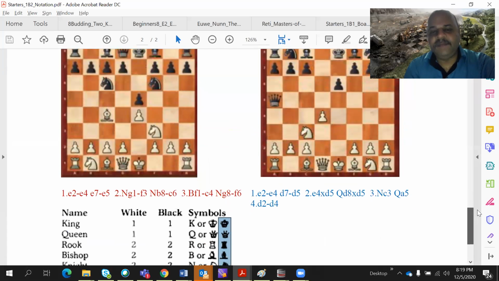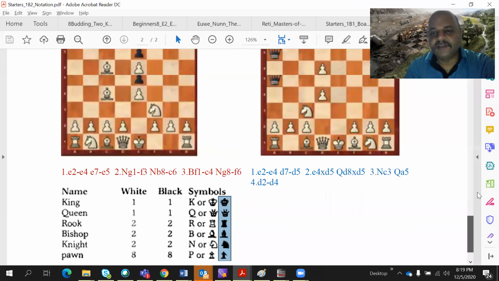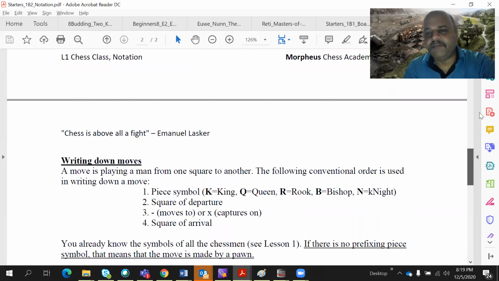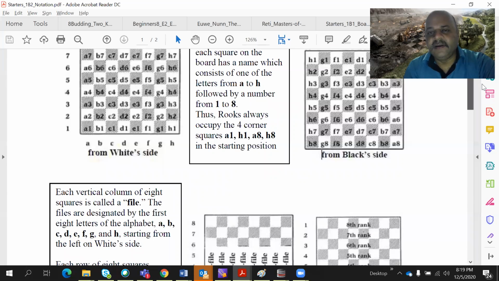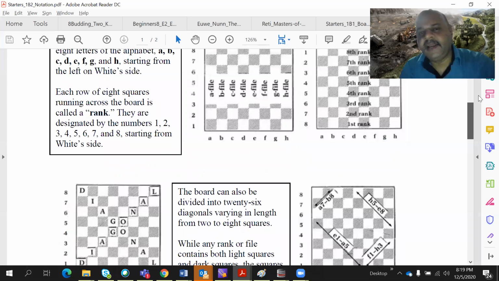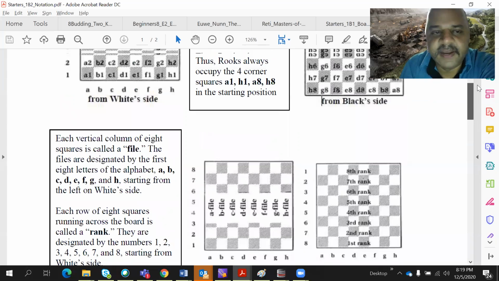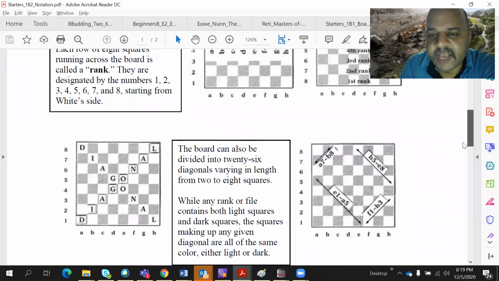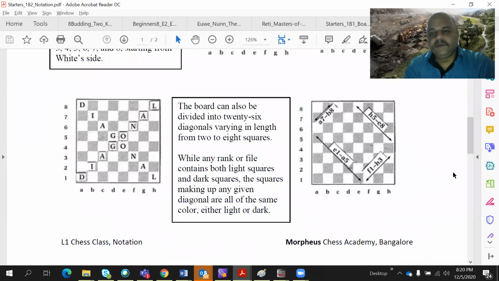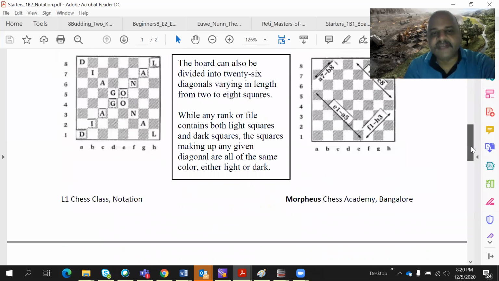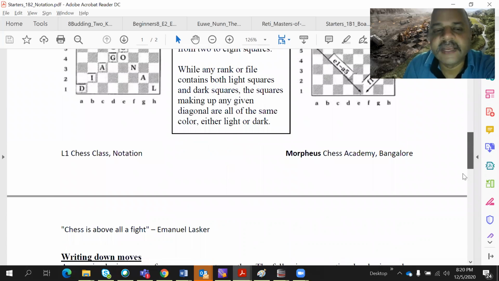So that is pretty much what we wanted to cover, so that you know this notation. What you do is go through these handouts again, so that you will solidify it, and go through all these squares. Try to identify all the diagonals, because those are important. You will find there are so many diagonals of light squares and dark squares. There are 13 diagonals of light squares. There are 13 diagonals of dark squares. You'll be able to see it.